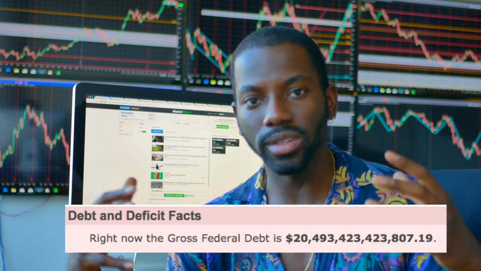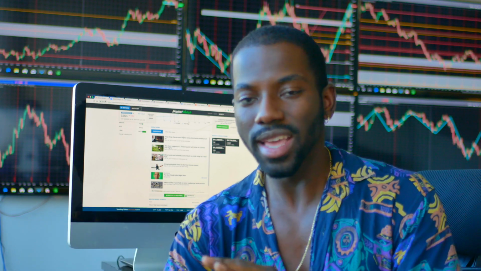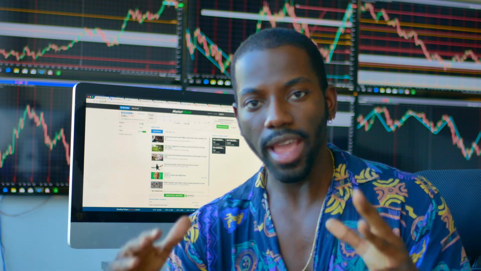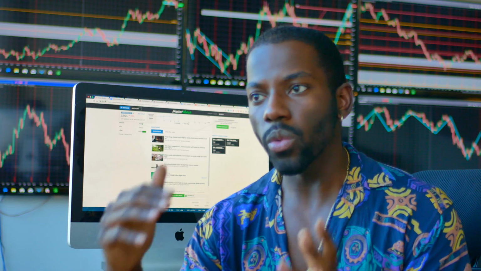But what are the effects of this weak dollar? Here's the deal. The US, we're in a lot of debt. Our debt to GDP is one of the worst in the entire developed economies. And what that means is basically we owe a lot of money to foreign governments.